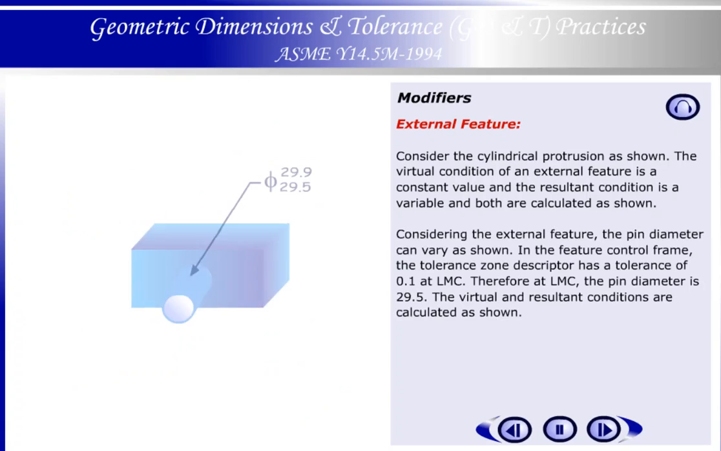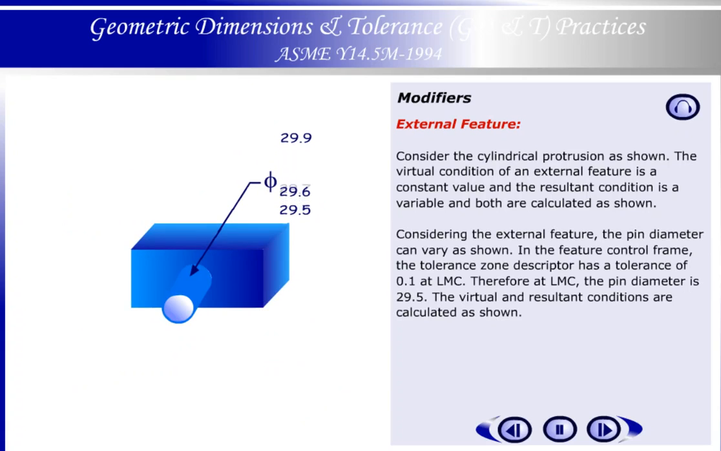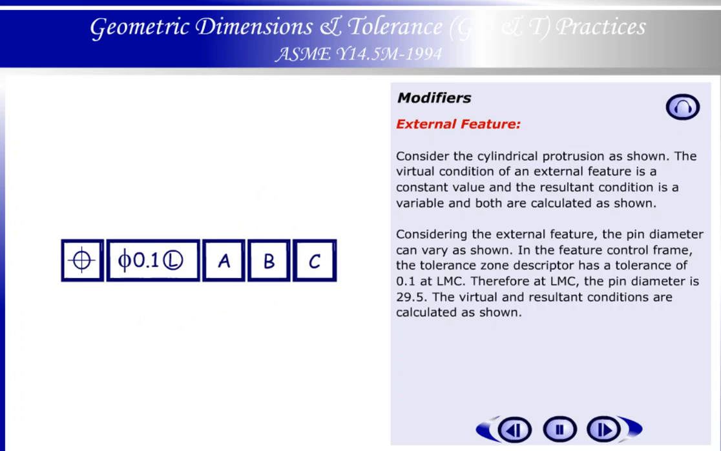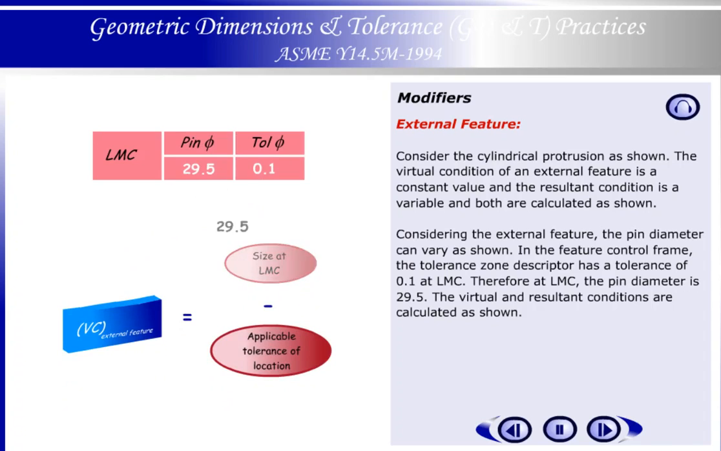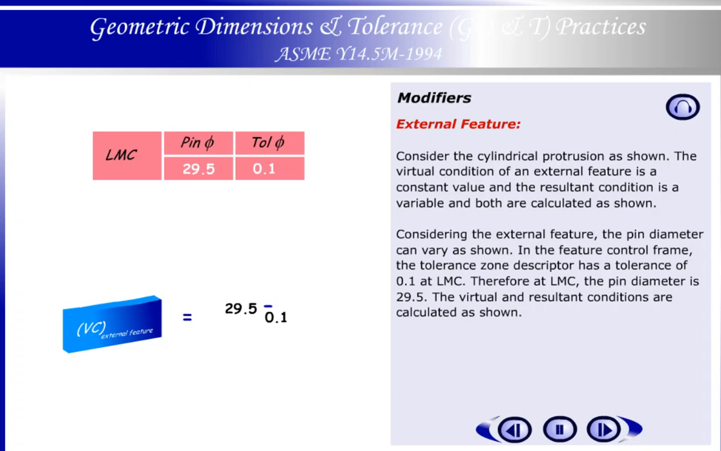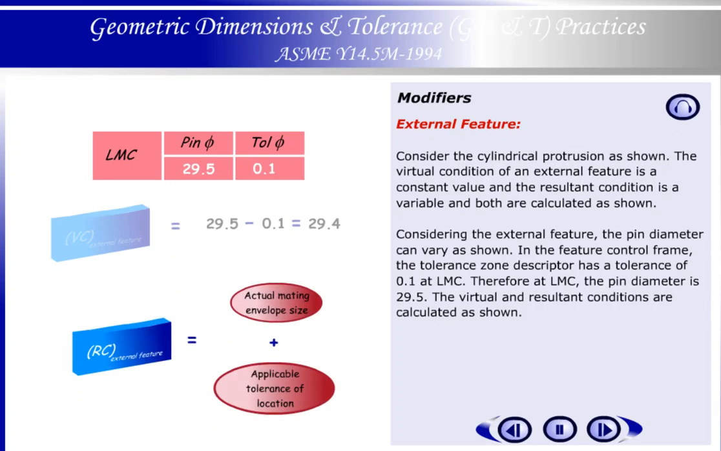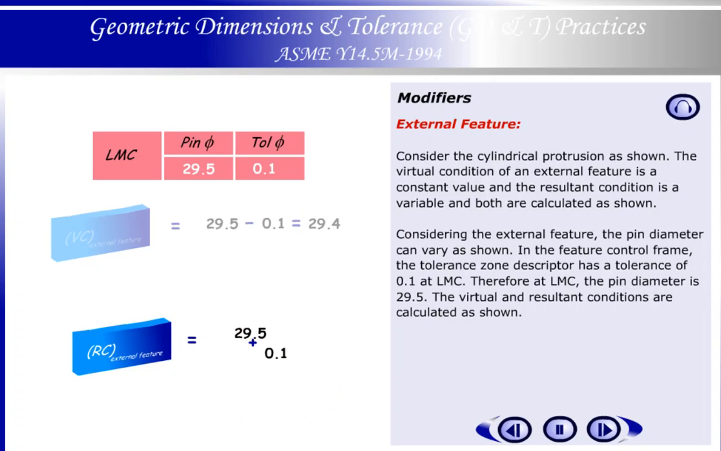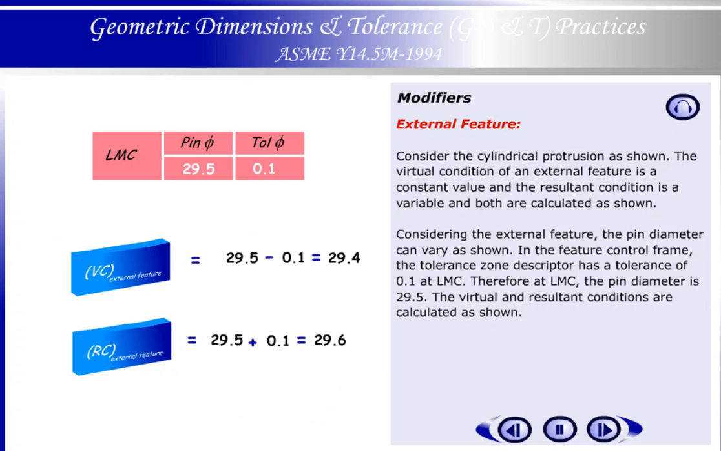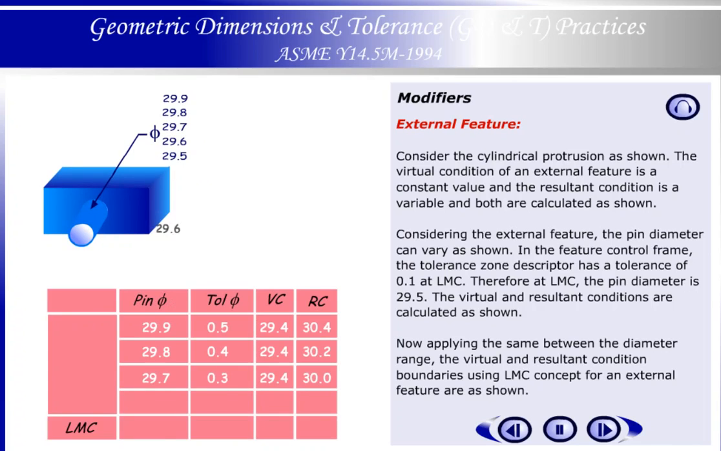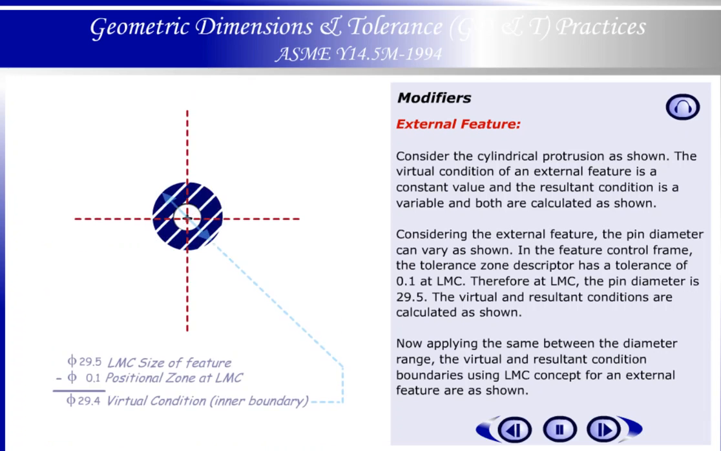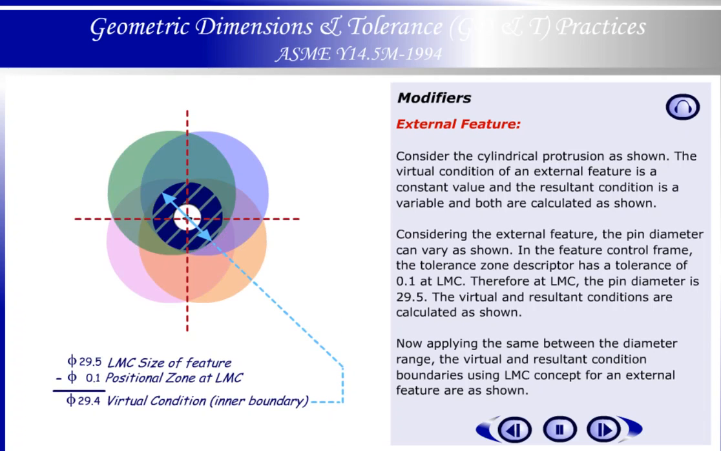Considering the external feature, the pin diameter can vary as shown. In the feature control frame, the tolerance zone descriptor has a tolerance of 0.1 at LMC. Therefore, at LMC, the pin diameter is 29.5. The virtual and resultant conditions are calculated as shown. Now applying the same between the diameter range, the virtual and resultant condition boundaries using LMC concept for an external feature are as shown.